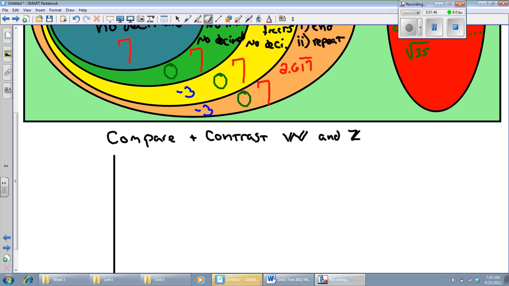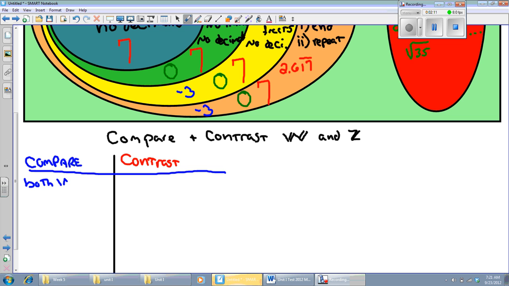If you're going to do some type of chart, I strongly recommend you do it like this. Compare. And remember, compare is to tell what's the same, and then contrast, I will tell what is different. So, for the compare, I'll say both the whole numbers and integers include all these numbers, 0, 1, 2, on forever. Okay?